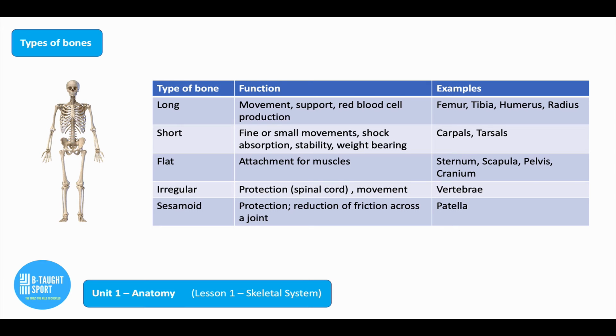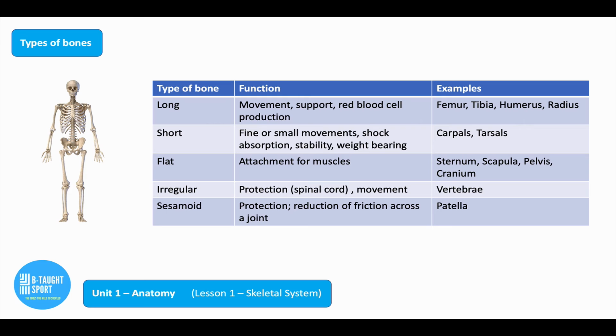Now, again, there's the table, very straightforward. It's not paragraphs of work, but it's just the key bullet points that you'll need to know. So a long bone, the main function is movement, support, and red blood cell production, which includes the femur, tibia, could be the fibula, humerus, and radius.